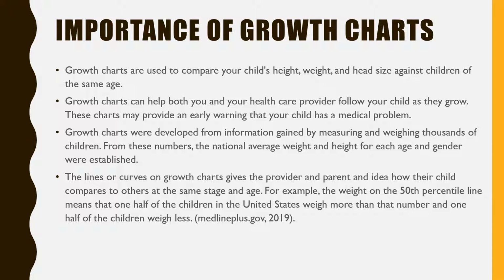Growth charts were developed from information gained by measuring and weighing thousands of children. From these numbers, the national average weight and height for each age and gender were established. The lines or curves on growth charts give the provider and parent an idea how their child compares to others at the same stage and age. For example, the weight on the 50th percentile line means that 1/2 of the children in the United States weigh more than that number, and 1/2 of the children weigh less.